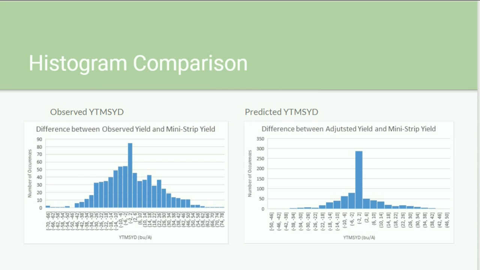Here's a comparison between the observed YTM SYD and the predicted YTM SYD. The observed histogram is the result of the model using only the A and YD. Our predicted histogram is the result of the NEAM model that we created. As you can see, moving from the observed to the predicted, the YTM-SYD becomes more centered around 0. This equates to fewer hybrids incorrectly chosen to proceed to the next stage of testing, ultimately reducing type 1 errors. Following these steps will allow Syngenta to streamline their testing and save money in the process.